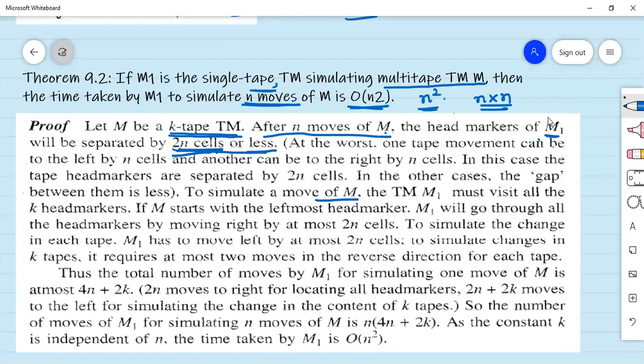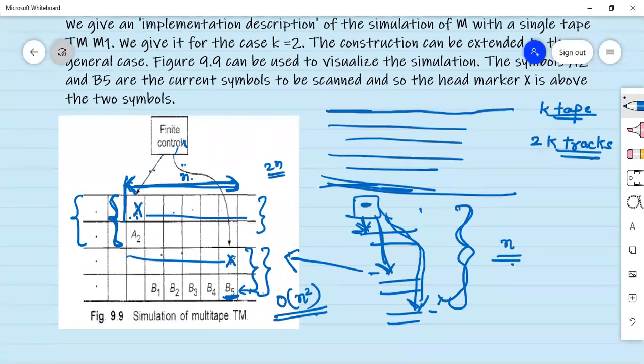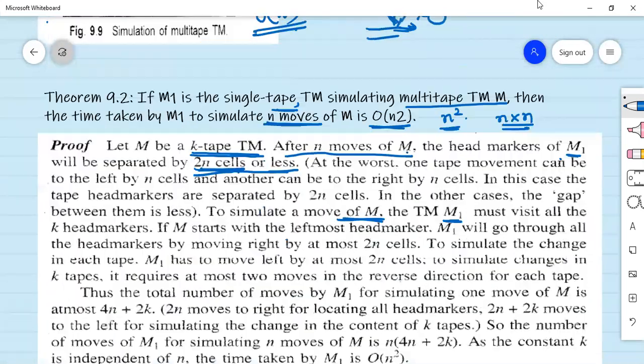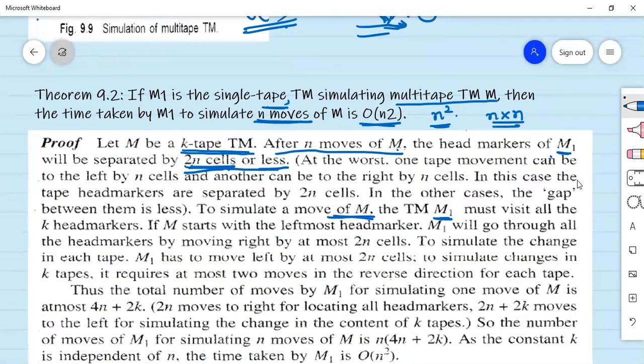So to simulate a move on M, the Turing machine M1 has to visit all k head markers, isn't it? Again, I'll repeat what I'm trying to say here. To simulate one movement here, you had three heads. So you just made one move, either to the right or to the left. But here, to make these three moves, I have to visit three head markers which could be far from each other. So that's what is being said here.